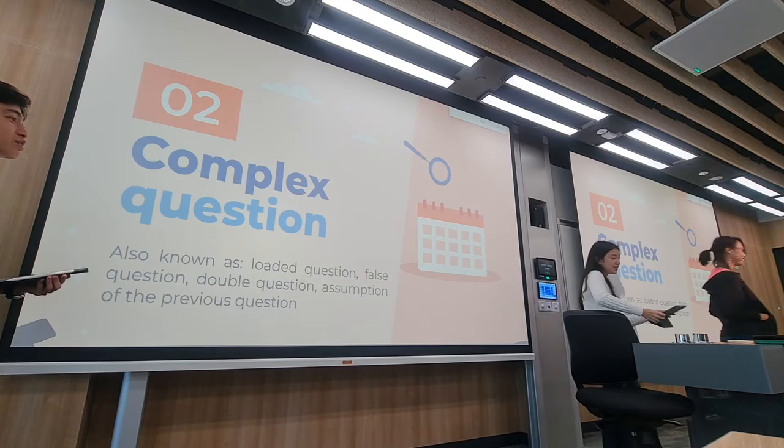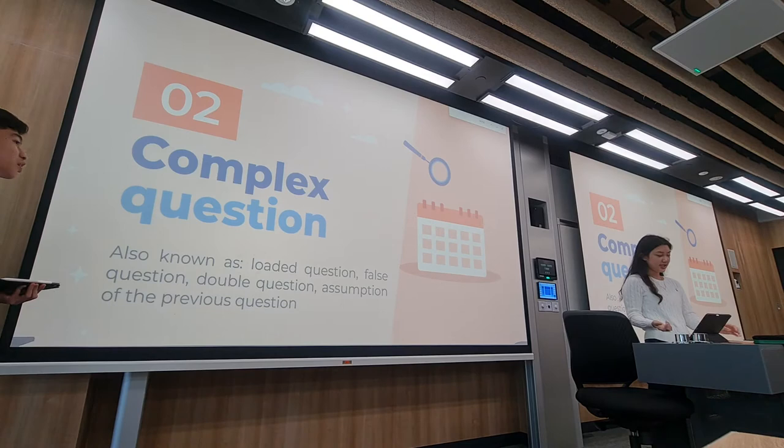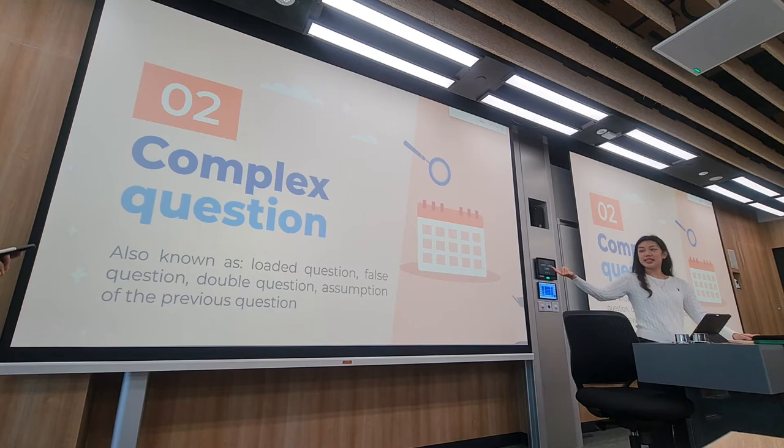Okay, so now we've come to our second fallacy of the set, and this is the fallacy of a complex question. So you might have also come across this as a loaded question or a false question, and there are a couple of other names as well. So what exactly is a complex question?